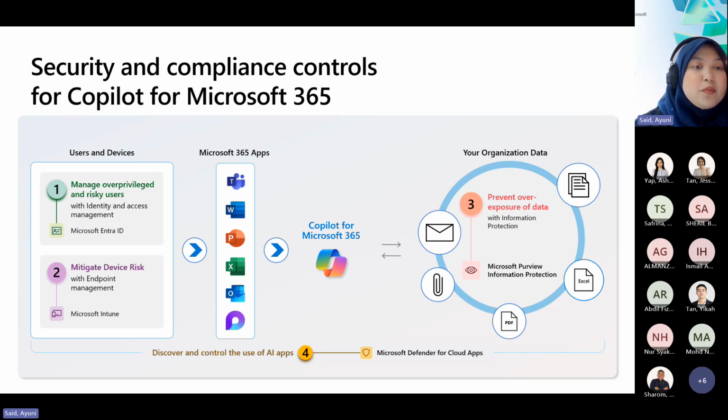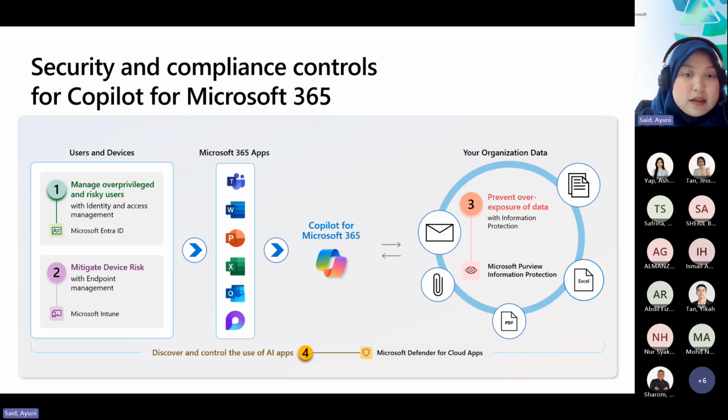So here is how the security and compliance controls work for Copilot for M365. From the users and devices perspective, number one, how can we manage overprivileged and risky users? With identity and access management in Entra ID, all of the settings, for example conditional access, are identified in Entra ID, and we also mitigate the device risk with endpoint management. For example, the device has been configured with Microsoft Intune, so within Intune it will block whatever should not be accessed or produces risk to the organization. It will control all the company information and data, right?